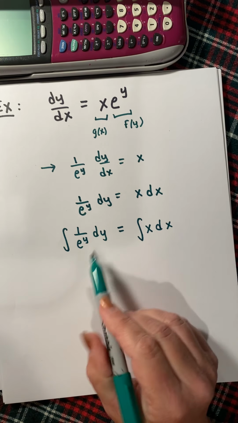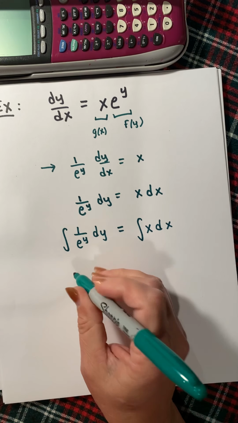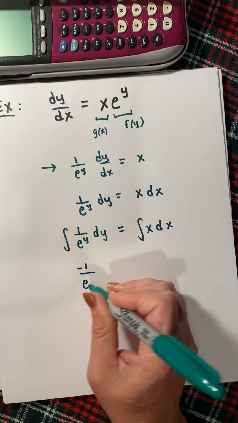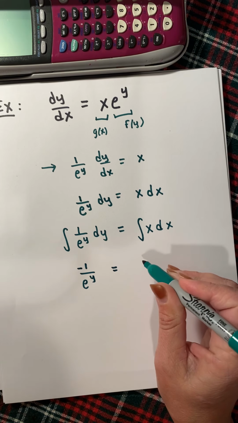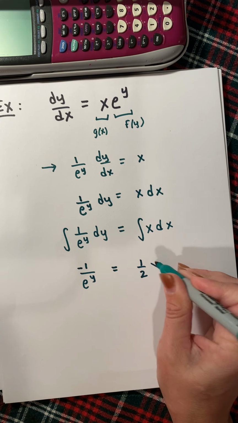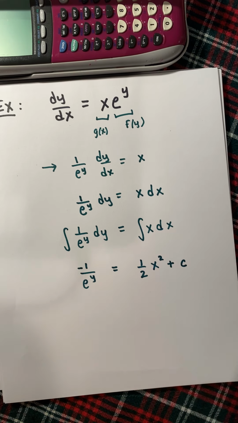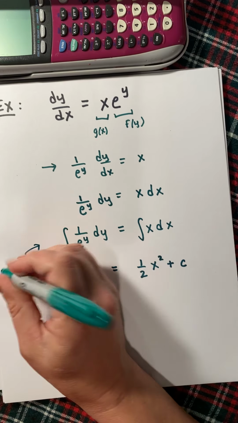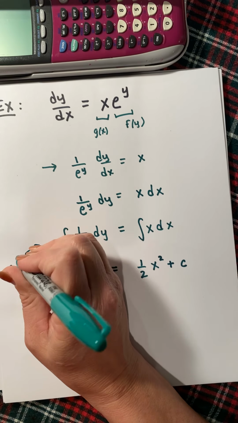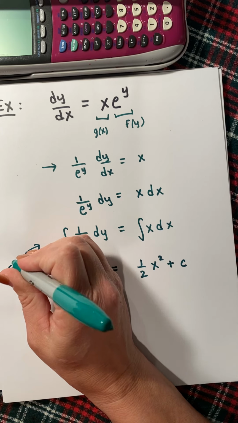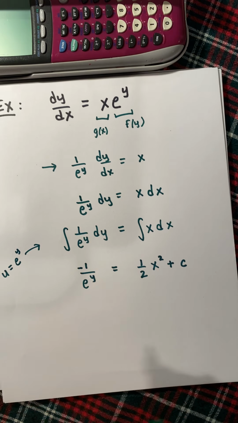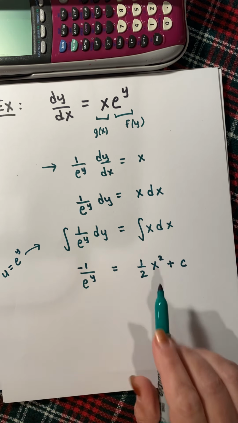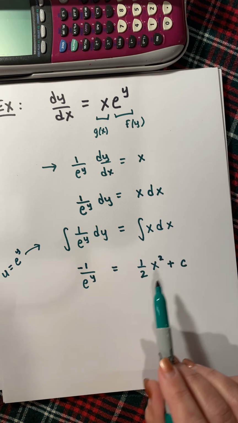Now we just simply, straightforward integrate. The antiderivative of 1 over e to the y is negative 1 over e to the y, and that equals 1/2 x squared plus c. Now just take note, you can check this. I used u substitution here. I let u equal e to the y, and then 1 over u, and you integrate and you replace. We get negative 1 over e to the y. And then the antiderivative of x is 1/2 x squared.